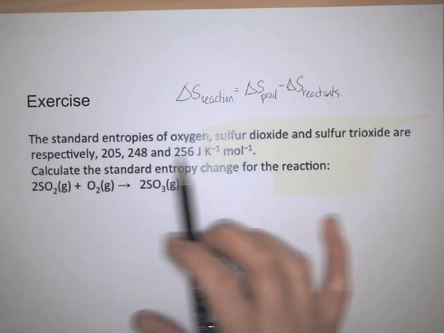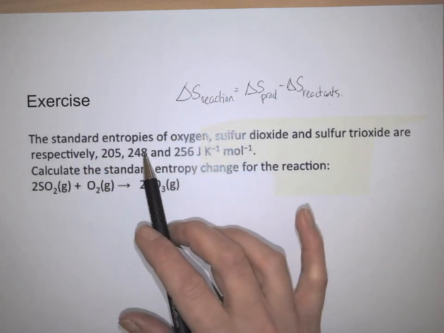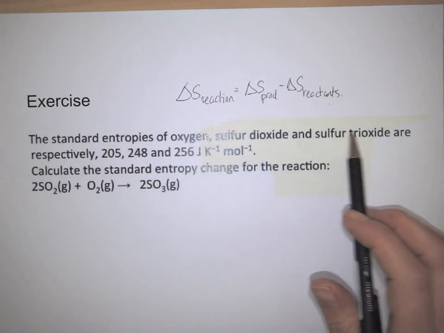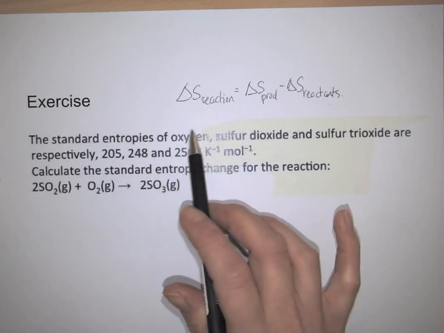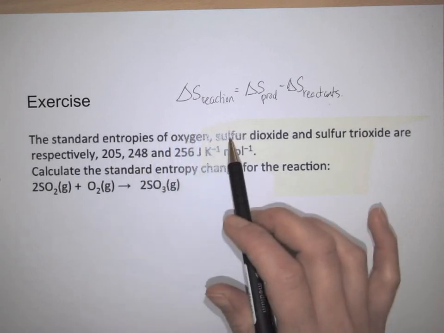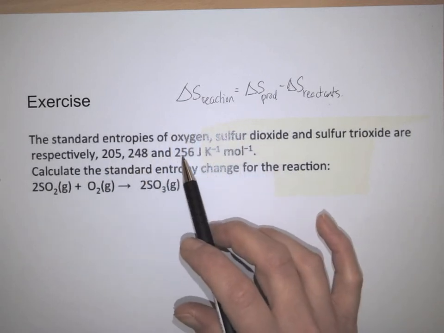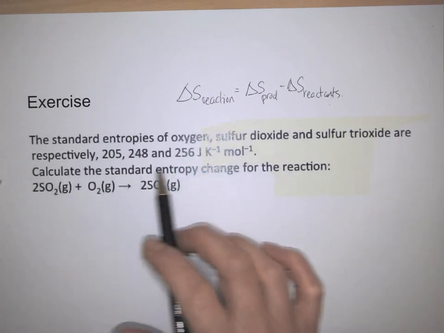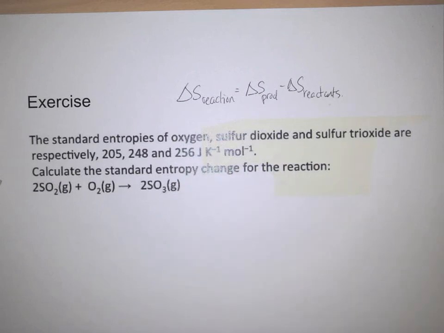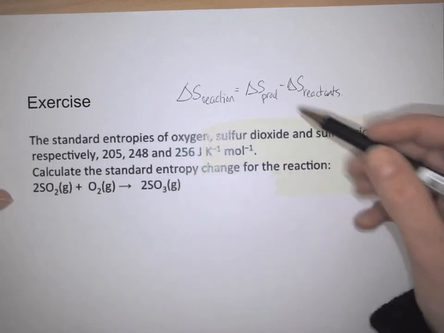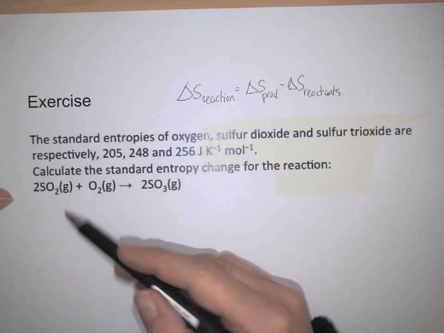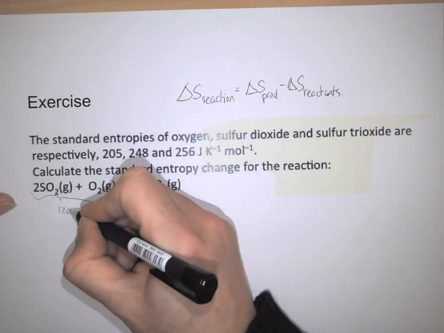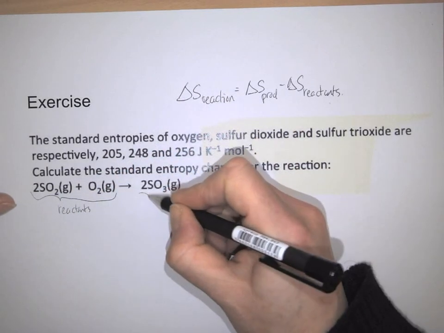So in this case you also have stated the different values here. You have the standard entropy for oxygen, sulfur dioxide and sulfur trioxide, respectively 205 for oxygen, 248 for sulfur dioxide, and 256 for sulfur trioxide. Calculate the standard entropy change for the reaction. My recommendation is that you take products by themselves and reactants by themselves. So this side of the reaction arrow is the reactants, and this is the product.